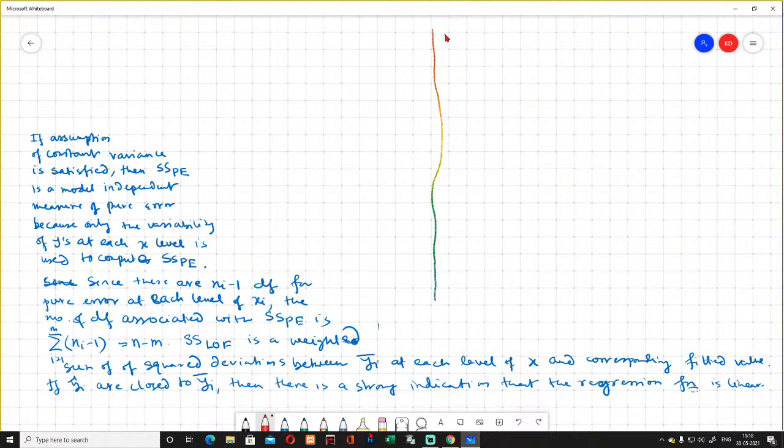If yi hat deviates greatly from yi bar, then it is likely that the regression function is not linear.